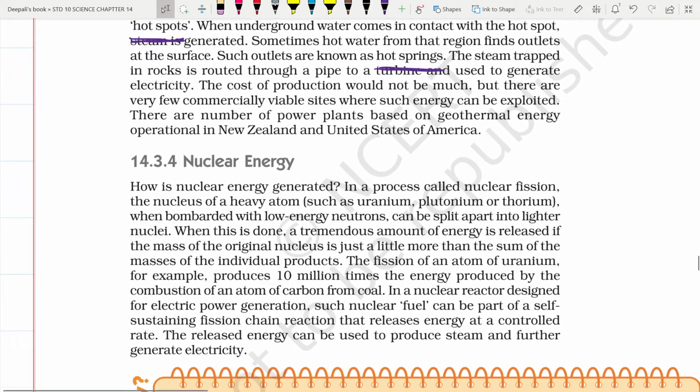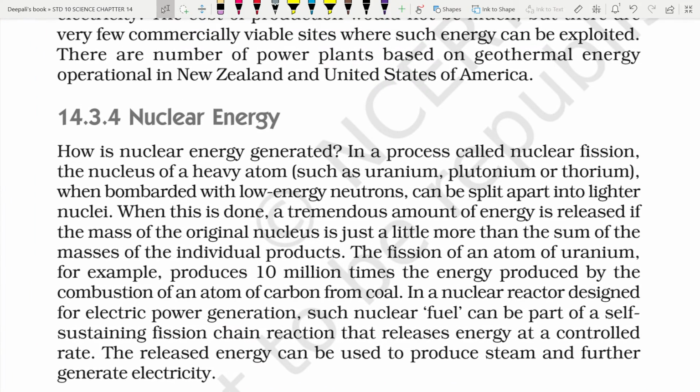Now let us see nuclear energy. How is nuclear energy generated? In a process called nuclear fission, meaning breaking of bigger atoms or heavy atoms such as uranium, plutonium or thorium, when bombarded with low energy neutrons, can be split apart into lighter nuclei. When this is done, a tremendous amount of energy is released.